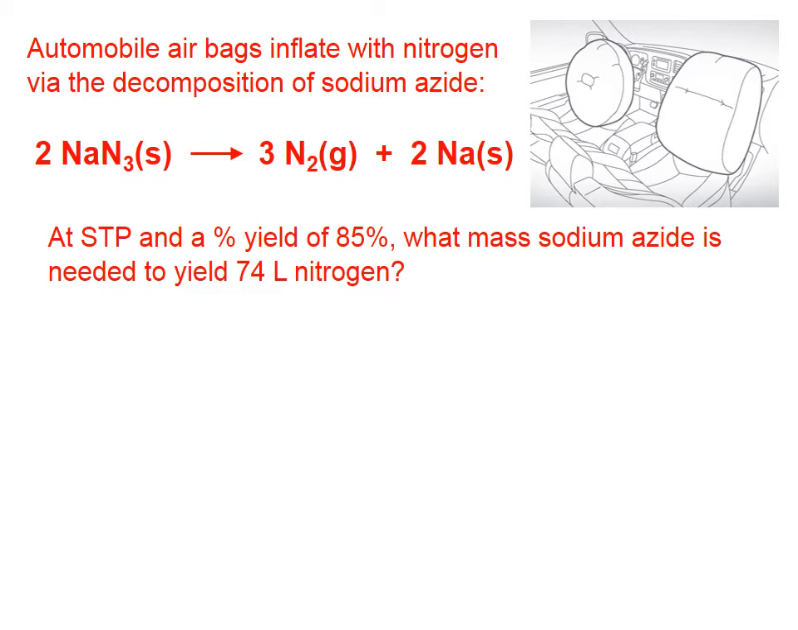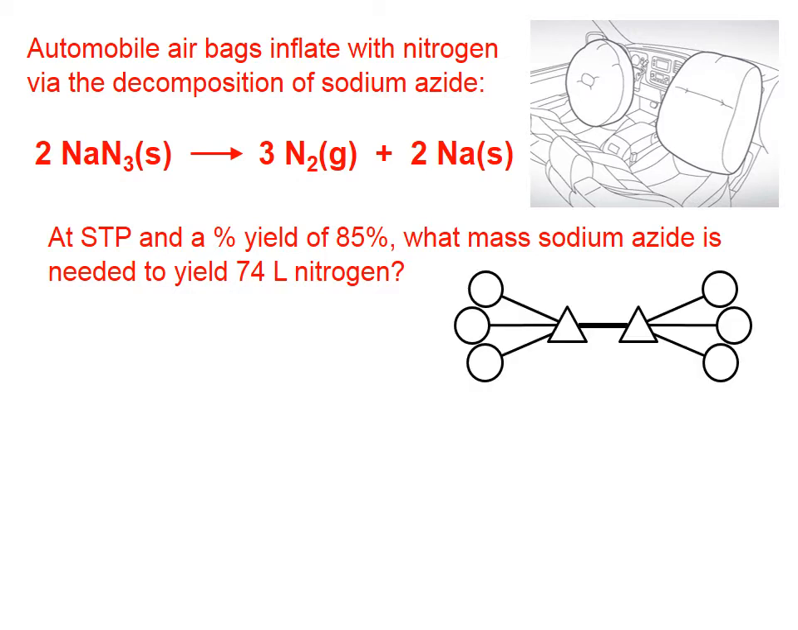Automobile airbags inflate with nitrogen via the decomposition of sodium azide. And there's the chemical reaction. Actually, I think this is only the first chemical reaction. I think there are one or more others that take care of this sodium product that could be problematic if it weren't reacted into something a little more innocuous. In any case, at STP and a percent yield of 85%, what mass of sodium azide is needed to yield 74 liters of nitrogen?